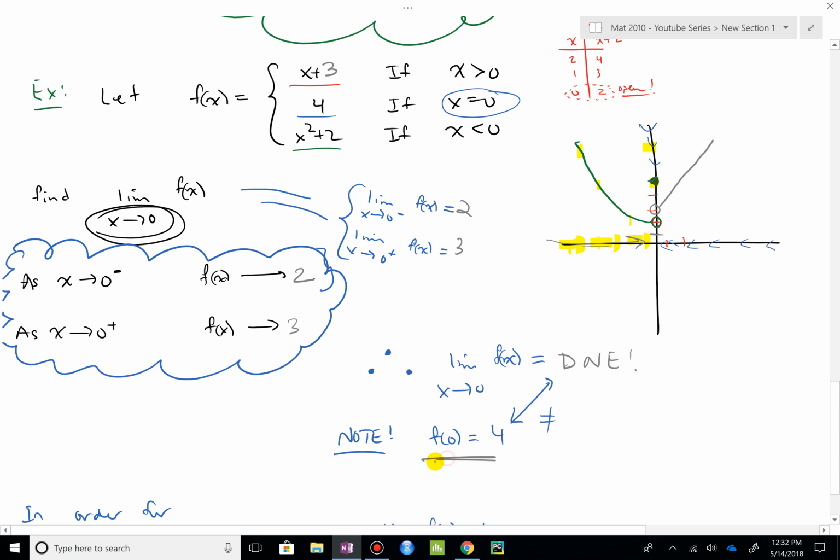And guess what? The output's still 4. But do we care about the output? No, we do not care about the output. So you'll just write DNE, which means does not exist. It's really all that simple just from looking at a picture.